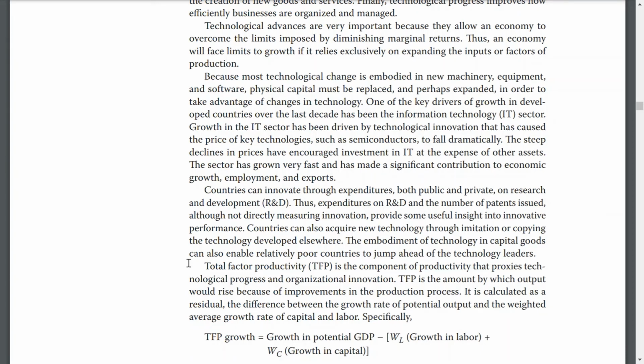Countries can innovate through expenditures, both public and private, on research and development (R&D). Thus, expenditures on R&D and the number of patents issued, although not directly measuring innovation, provide some useful insights into innovation performance. Countries can also acquire new technology through imitation, or copying technology that was developed elsewhere. This embodiment of technology as capital goods can enable relatively poor countries to jump ahead of technology's leaders.